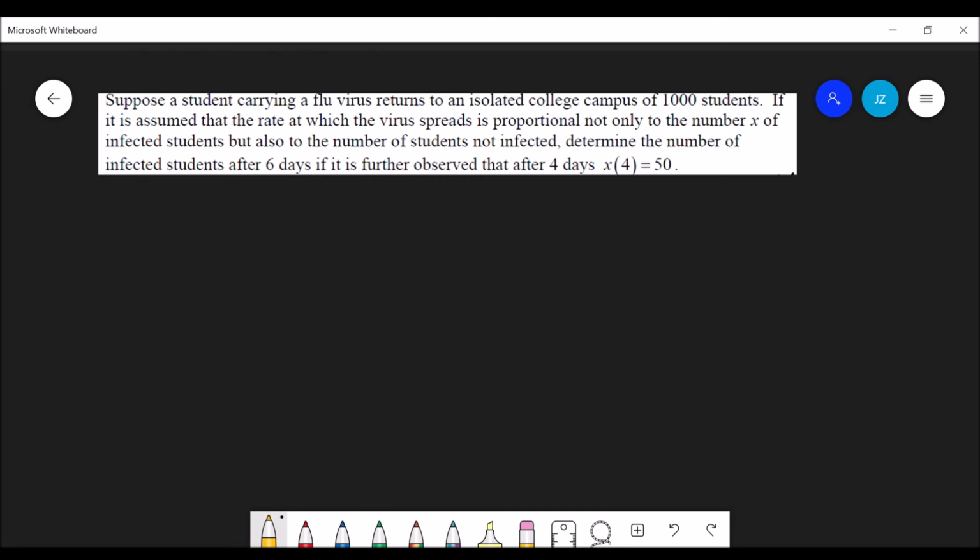We're going to make a further assumption. We're going to assume that nobody leaves the campus throughout the duration of this disease. So we set up our initial value problem.